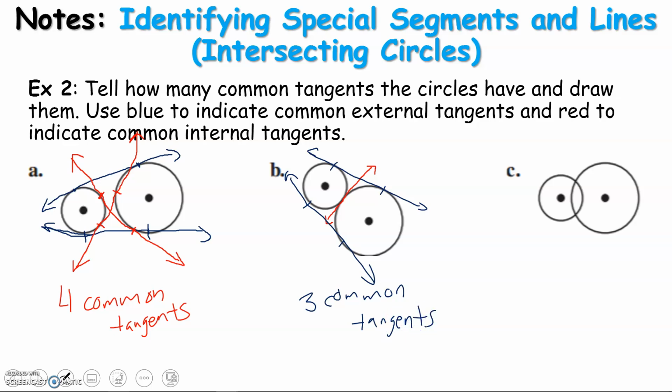Now let's look at part C. Part C has 1, 2 external tangents. And if we look closely, we notice because the circles overlap, there are no internal tangents. So 2 common tangents. And that's it.